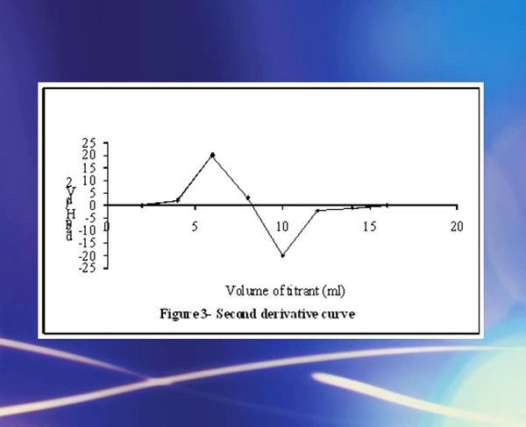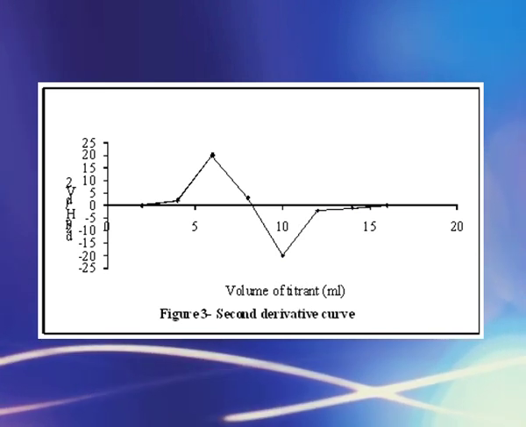Also, results obtained by the above methods may be in error if the reaction is not symmetrical, for example, in the titration of silver ion with chromate ion. Figure 3, which represents the second derivative curve.